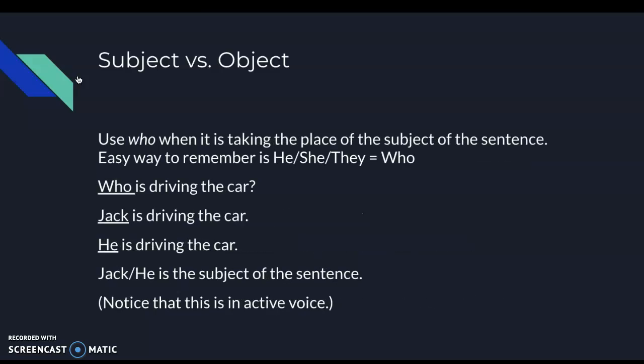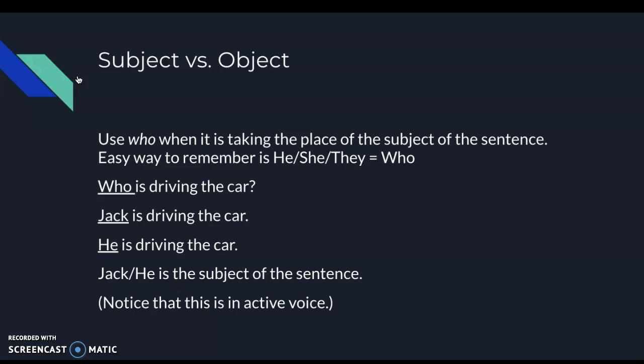So you would use who when it has taken the place of the subject of the sentence. And a really, really easy way to remember this is he, she, or they equal who. For example, who is driving the car? Jack is driving the car. He is driving the car. So you can see right here that he works in the case of who. You take out who, put he, and it becomes the answer to the question you're asking. So Jack or he, those words is the subject of the sentence.